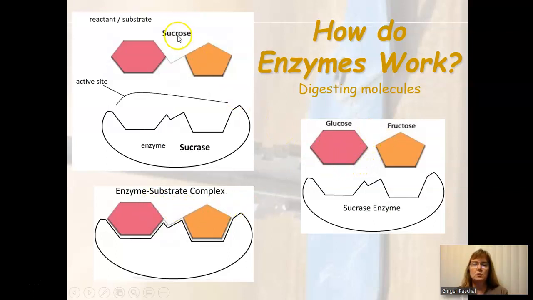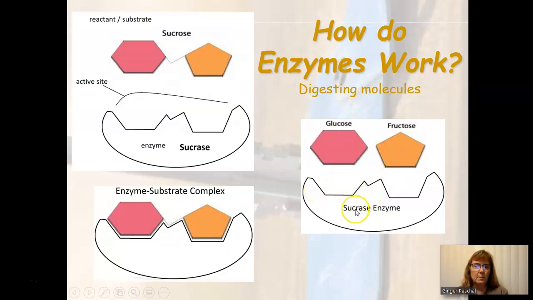And in this case, sucrose is broken down into glucose and fructose. And then once that occurs, you can see that the bond that was here has been broken. What happens then is the enzyme releases the products. So in this case, glucose and fructose are the products.